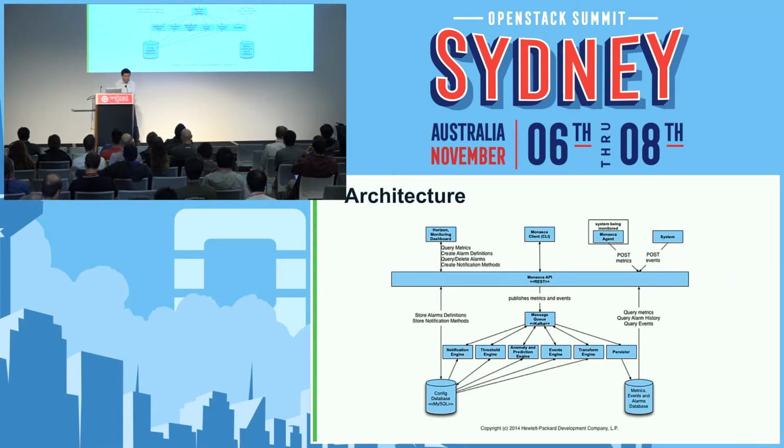But how does it work here? Basically, it has Horizon. Horizon is the dashboard for OpenStack. It has an administrative menu for you to keep track of the metrics and to define the alarm thresholds that you need. And then you can store it in a database, in MySQL. And then we also have the CLI to help you do all these operations with scripts as well.